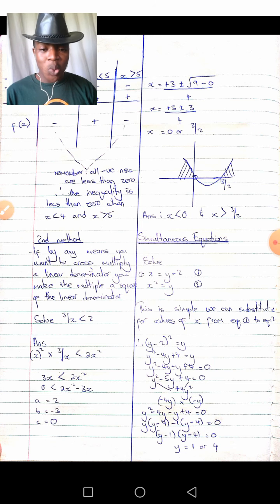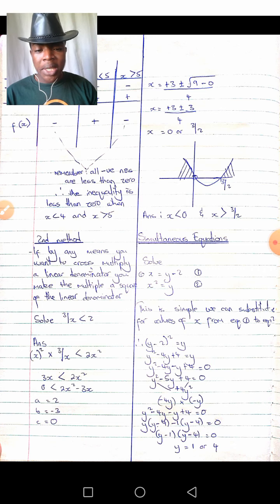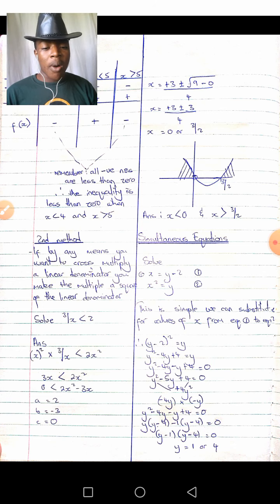We've got x is equal to y minus 2 as our first equation, x squared is equal to y as our second equation. This is simple. We simply substitute for the value of x from equation 1 into equation 2. So you are now saying (y minus 2) squared is equal to y, so y squared minus 4y plus 4 is equal to y. We've expanded that, and finally we've got y squared minus 4y minus y plus 4 is equal to 0, y squared minus 5y plus 4 is equal to 0.